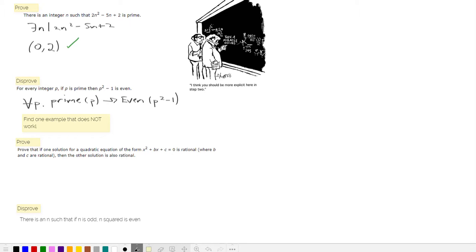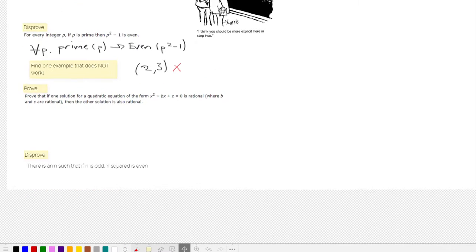So one example that doesn't work. Well, let's start with the first prime number I can think of, which is 2. Is 2 squared minus 1 even? 2 squared is 4, minus 1 is 3. Oh, that doesn't work. Right? 2 is prime, and yet p squared minus 1 is not even. So this is one example that does not work. So we've disproven that for all prime numbers p, p squared minus 1 is even. Sorry.